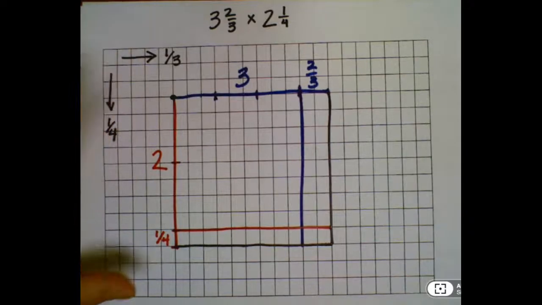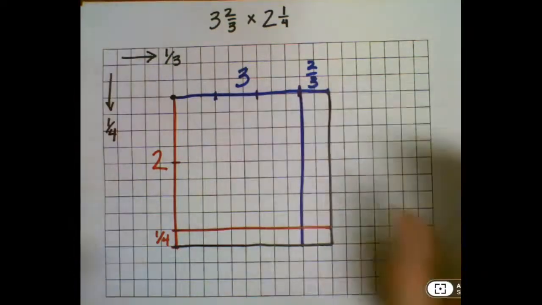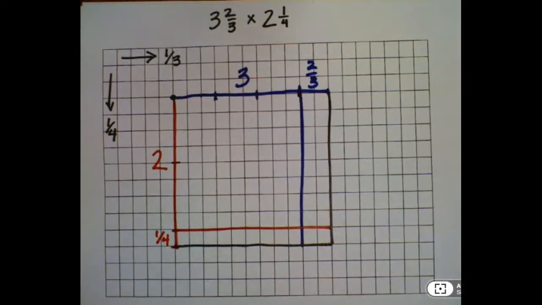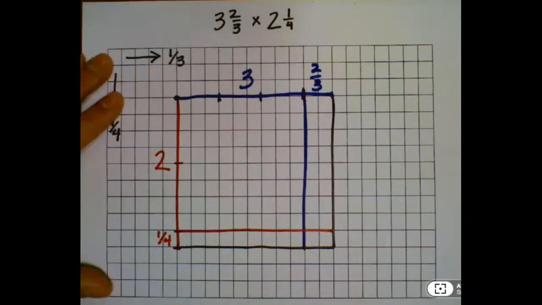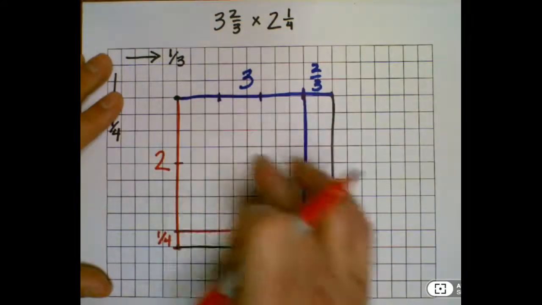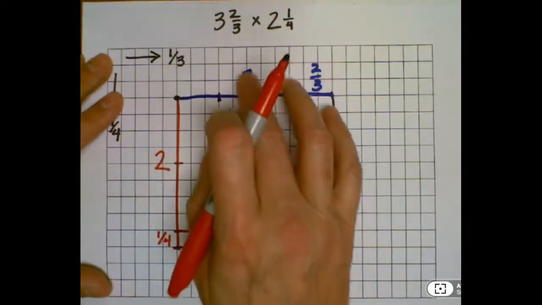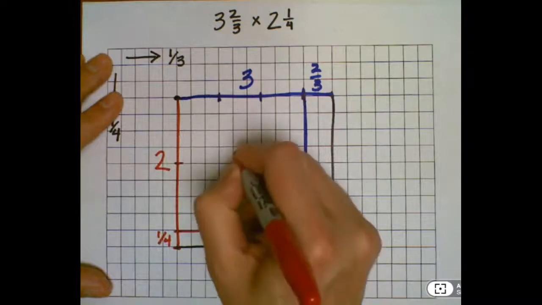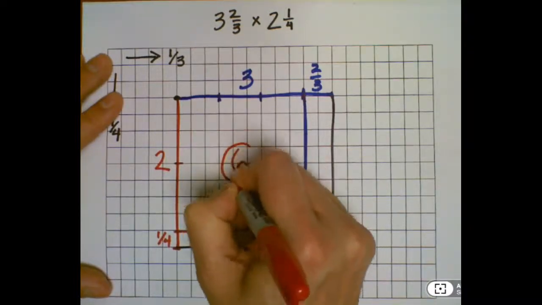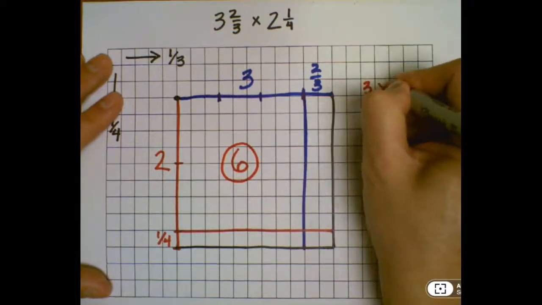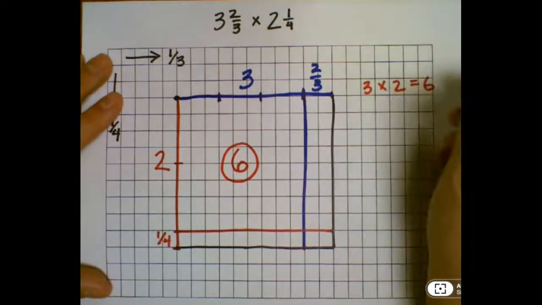Now if we want to know the total area of the rectangle, all we have to do is calculate the individual area of each piece, and then combine them together, and that will give us the area of the rectangle. That will also give us the answer to the multiplication problem. So the first area that we're going to be looking at is this big one, and it is 1, 2 by 1, 2, 3, which gives us a total area of 6, because 3 times 2 is 6.